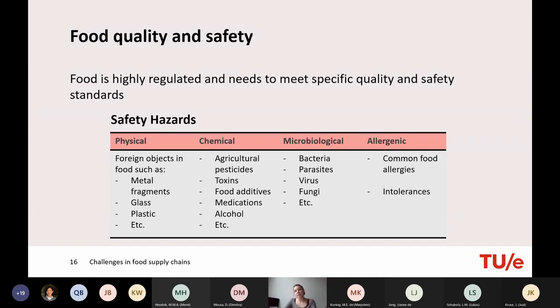And last but not least, there are allergenic safety hazards. This is mostly related to common food allergies, such as peanut allergies and intolerances. This is important to take into account, because if we have a certain customer, we do not want them to have an allergic reaction to our products.